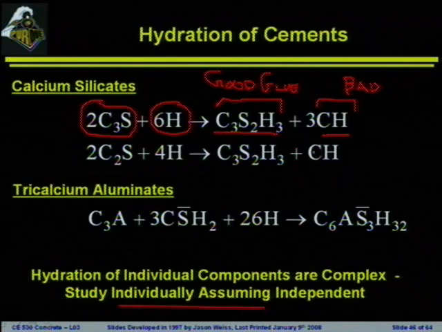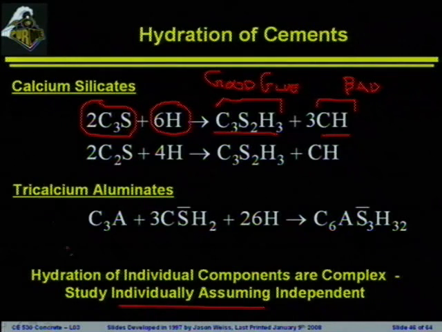You will notice that there are different amounts of calcium hydroxide produced, whether it's C3S reacting or C2S reacting. C3S has a lot more calcium hydroxide being produced, and this we will come back to when we start talking about supplementary materials, when we start to talk about fly ashes and slags and things like that.